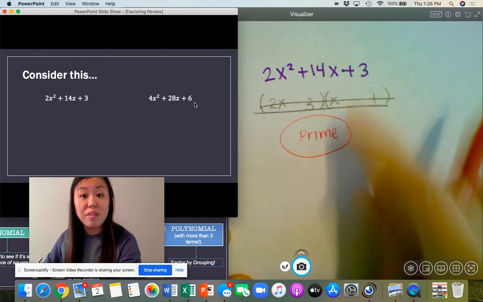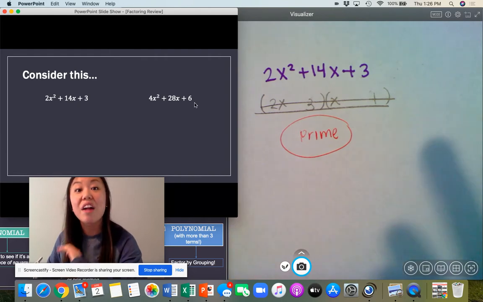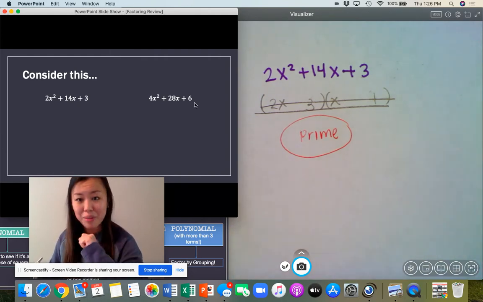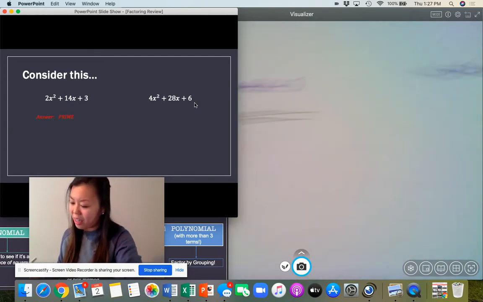Because the only factors of this expression are itself and 1, we call this not factorable. We call this prime. So if you take a look to the left, the answer is prime. All right, so then let's look here.